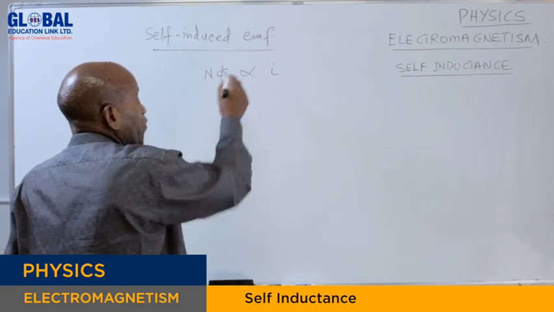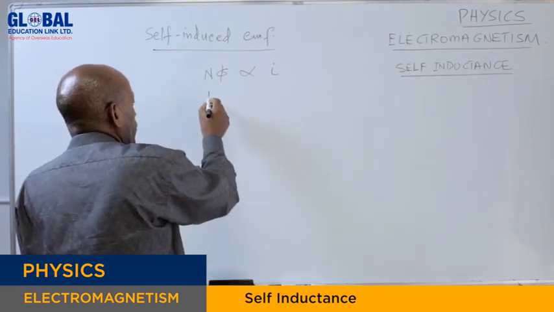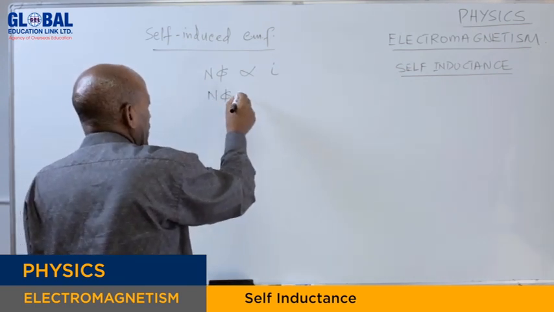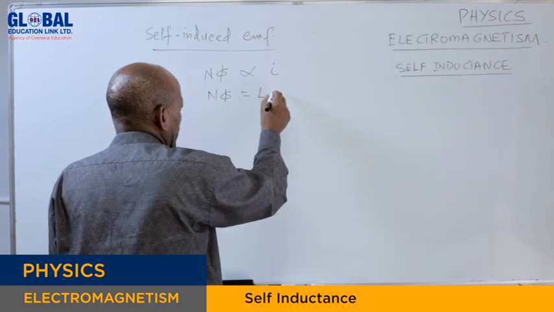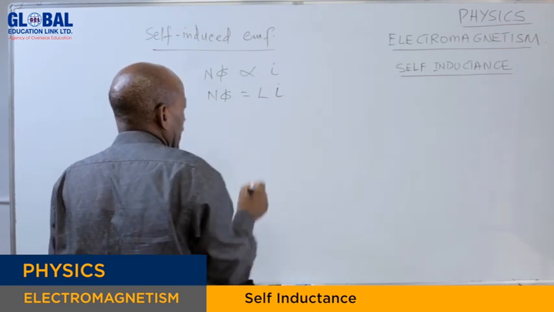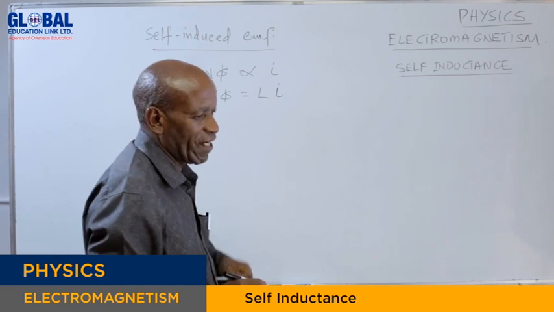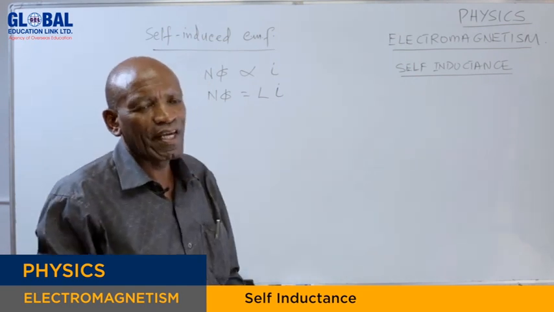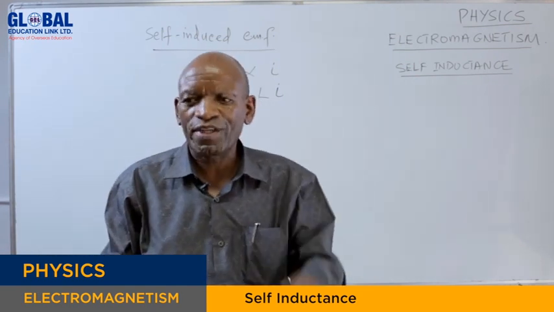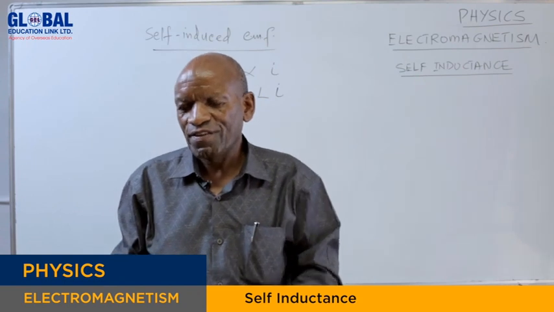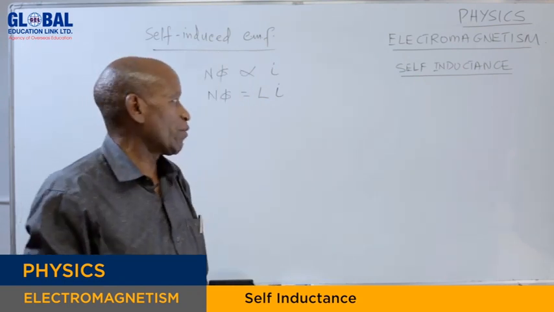If I remove the proportionality sign, I have N phi equal to a proportionality constant L times the current I. The proportionality constant L is what we call the inductance of that inductor.